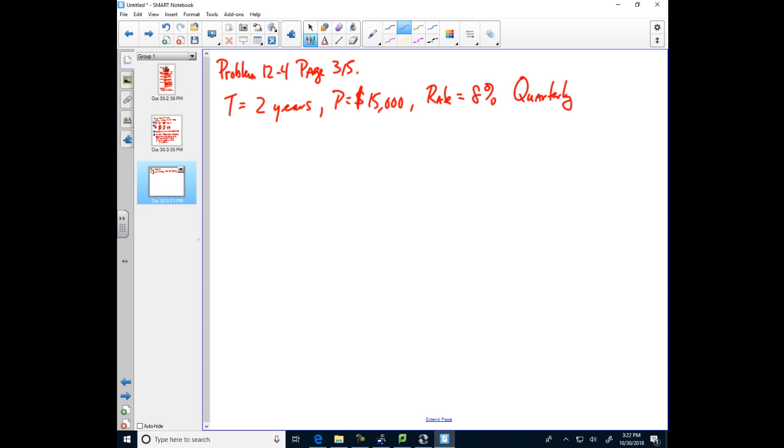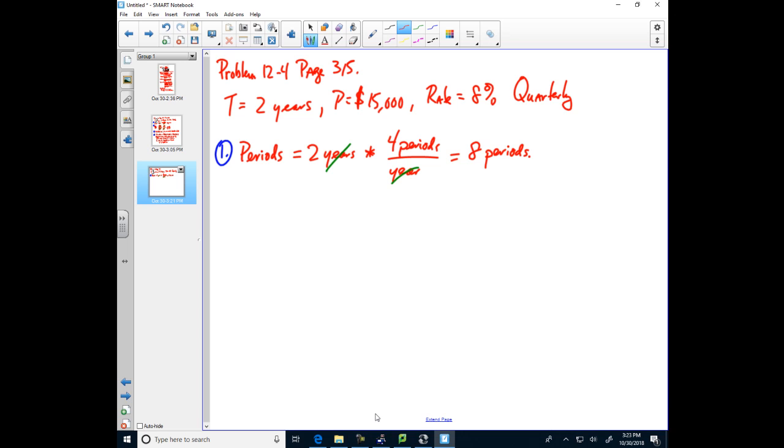Okay, now, just like before, step number 1 is figure out how many compounding periods you're going to have. So the periods is going to be equal to 2 years times 4 periods a year. Why did I do 4 per year? Because it's quarterly. Now again, years cancel out. So how many periods am I going to have? 8. Okay, 8 periods.